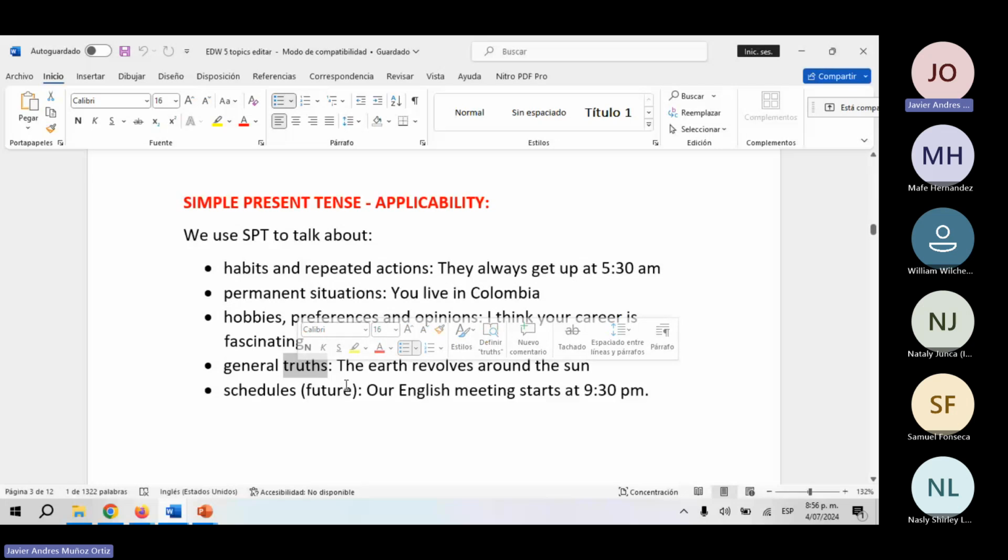We believed in the past that the earth was flat. That was the past, not today. We believed in the past that the earth was the center of the universe. Today, we are sure that's not true. In the past, we believed that water boiled at 100 centigrade degrees. Today, we say it depends, because if we are on the coast, that's not true, because the environment is already hot. So this is not absolutely true. But this is why we use simple present tense.